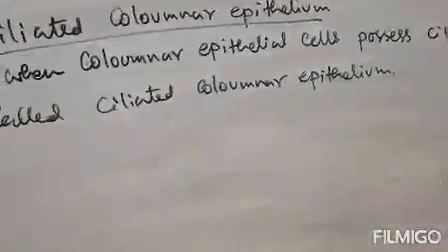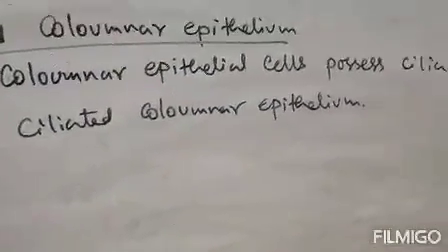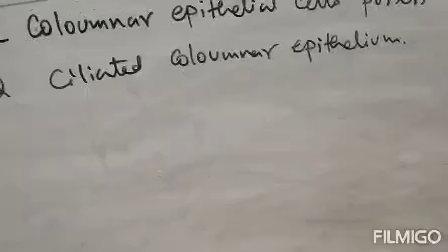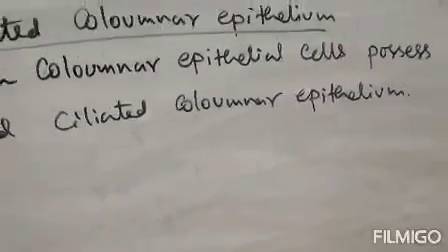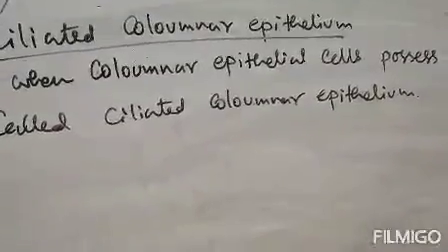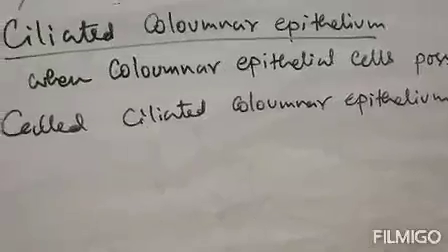Clear? The cilia or the hair-like structure have the ability to move, and their movement pushes substances like mucus forward. So the cilia has the ability to move, and its movement pushes substances like mucus to move forward.